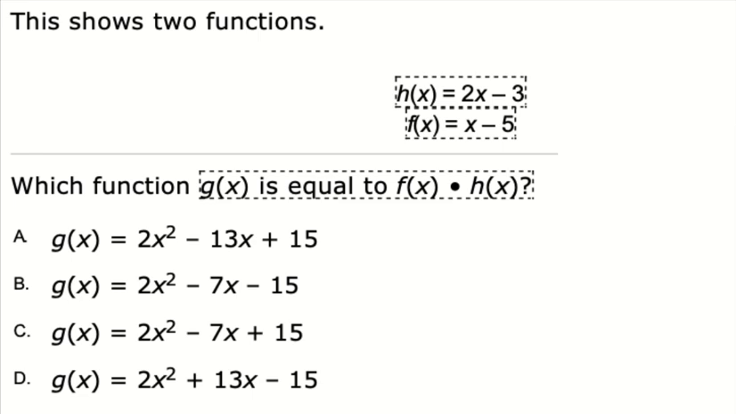It's got h of x and f of x. We need to know which one of those answer choices. G of x is equal to f of x times h of x.